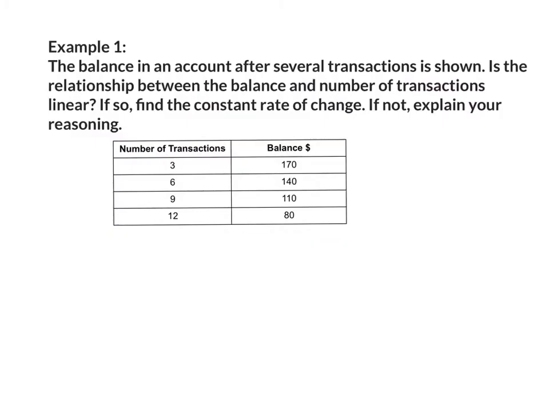A constant rate of change will always make a straight line. Example number 1. The balance in an account after several transactions is shown. Is the relationship between the balance and the number of transactions linear? If so, find the constant rate of change. If not, explain your reasoning. So first, we're going to start off by labeling our columns. The column on the left is always the x values. The column on the right are always all of my y values. And I know that the rate of change is the change in y over the change in x.